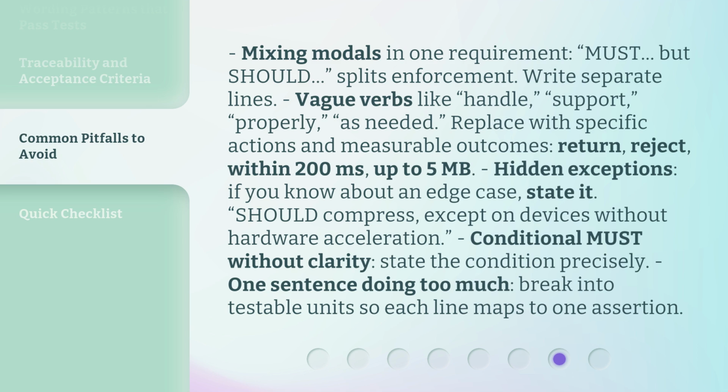Hidden exceptions. If you know about an edge case, state it. "Should compress, except on devices without hardware acceleration." Conditional must, without clarity. State the condition precisely. One sentence doing too much. Break into testable units so each line maps to one assertion.